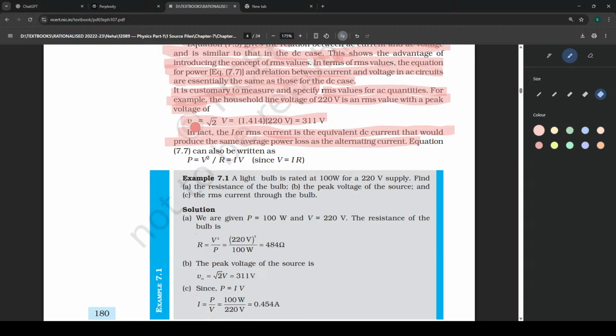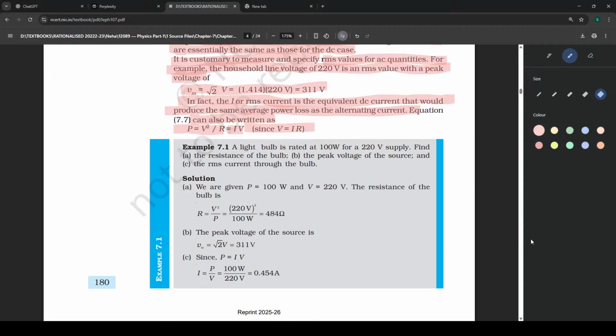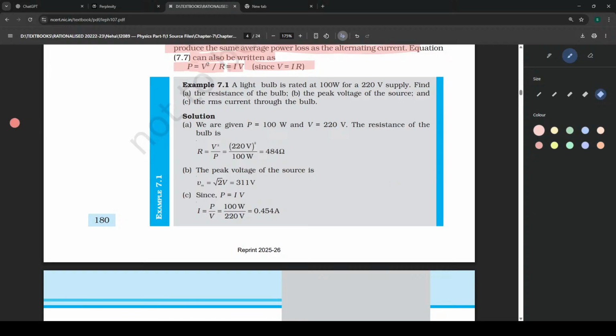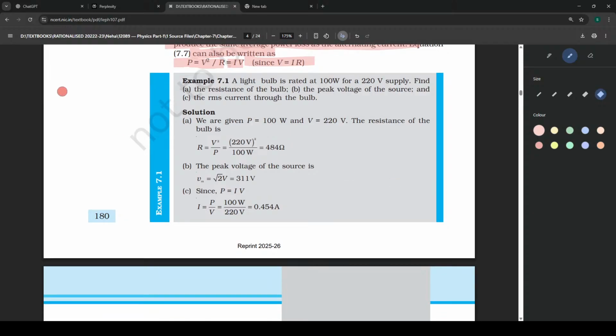Okay then, and we can also write the equation as P equals V square by R, or IV, since V equals IR. Just the known formulas getting repeated here. Anyway, let's see an example.